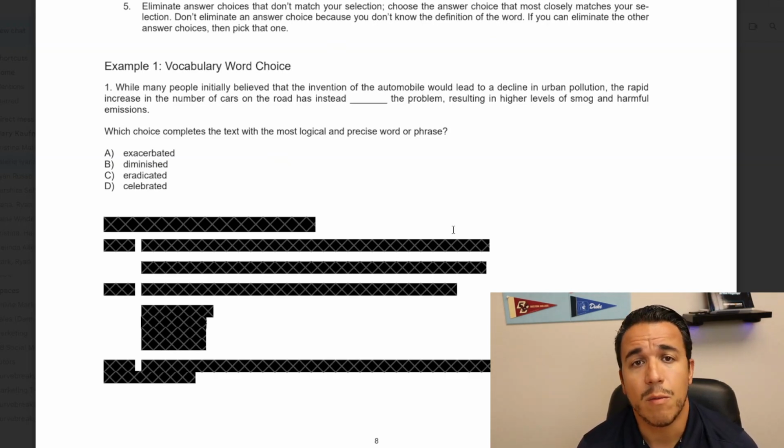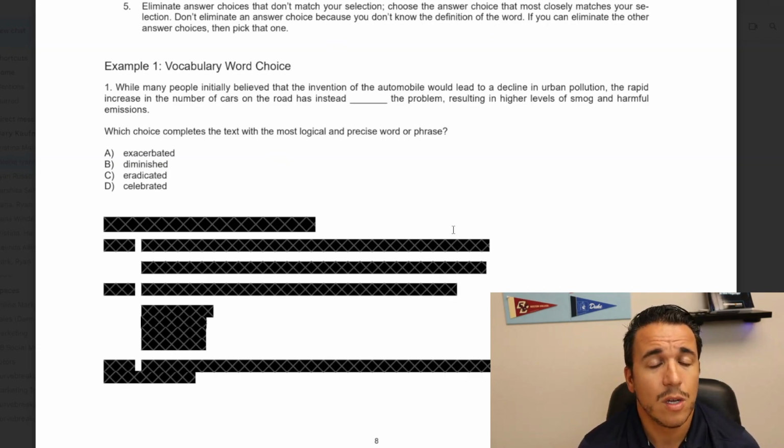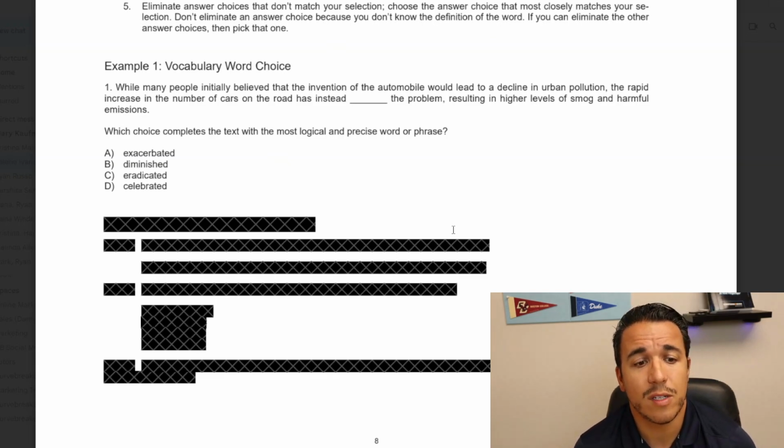They thought that it would be a decline, so I would highlight that word, but in fact, it resulted in an increase. So I'm just going to reuse the word increase. The rapid increase in the number of cars on the road instead increased the problem. Now, it doesn't make perfect sense, but that's the idea, right? We want to show that the problem is getting bigger and increasing, not getting smaller.